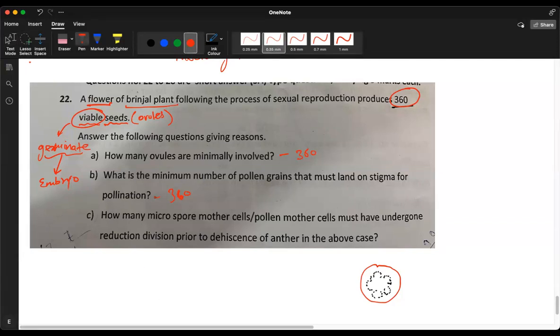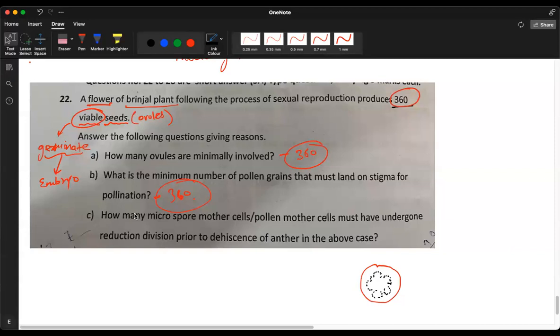So we need 360 as the minimum number of pollen grains that should land on the stigma. This was very, very straightforward, but they're asking you in a confusing manner. Is that clear, Iram and Parker and Rabia?